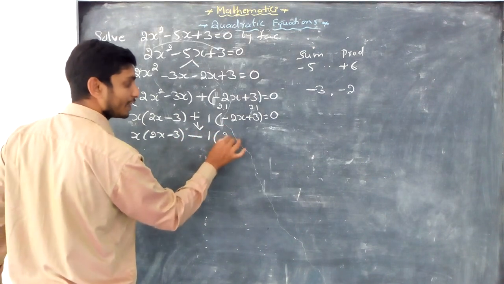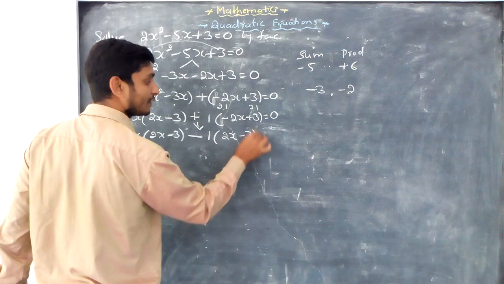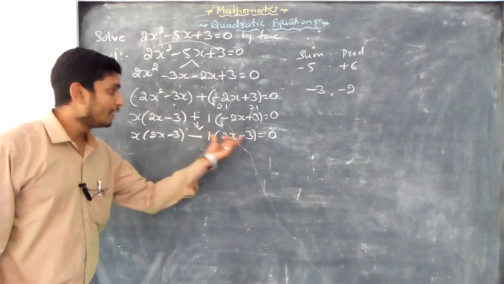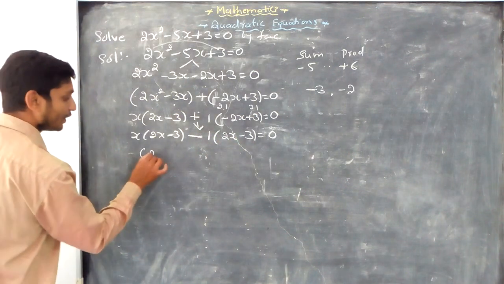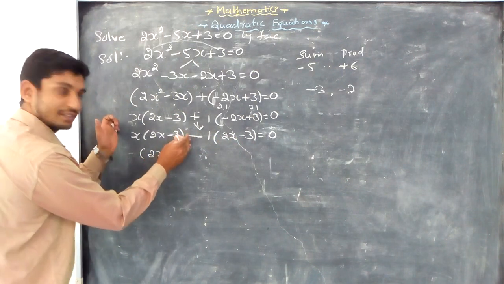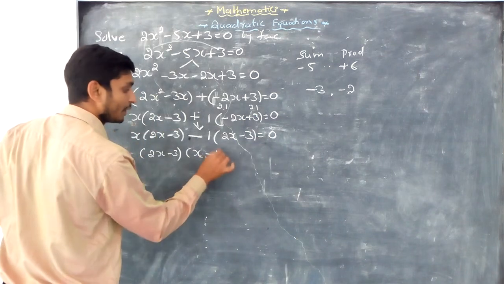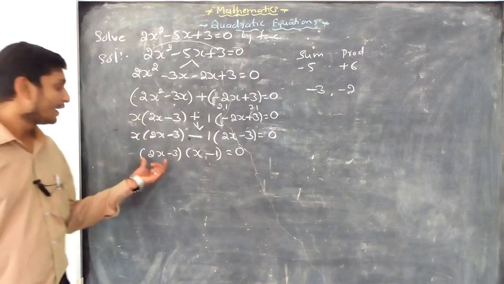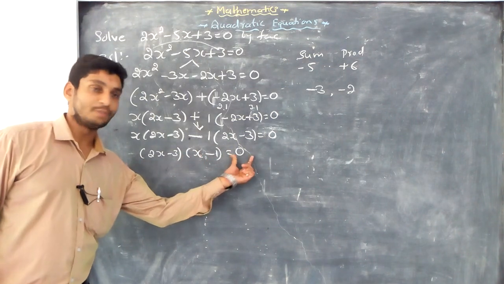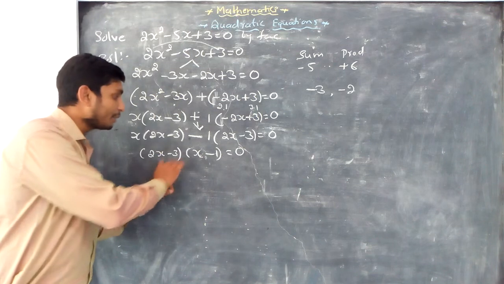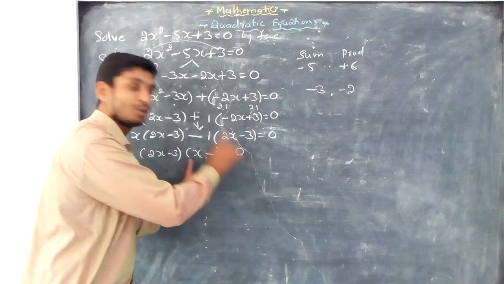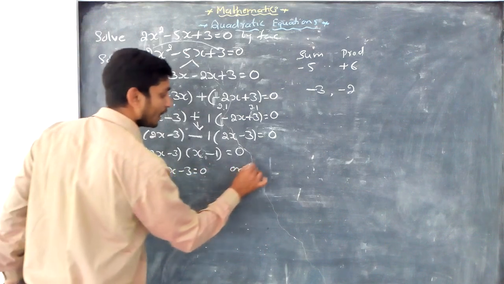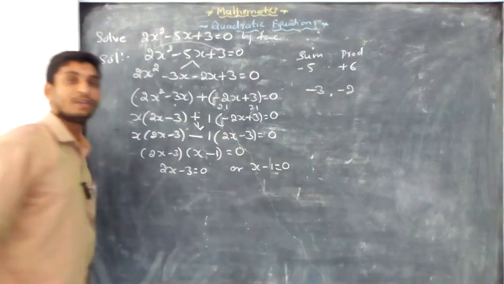Now minus 2x becomes plus 2x, plus 3 becomes minus 3 equals 0. Now here is also 2x minus 3, here is also 2x minus 3. You can take 2x minus 3 outside. In this x remains, in this one minus 1 remains, equals 0. Now it is just like a into b equals 0. A into b equals 0 means either a must be equal to 0 or b must be equal to 0. That means 2x minus 3 must be equal to 0 or x minus 1 must be equal to 0.